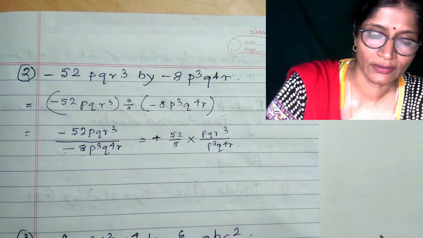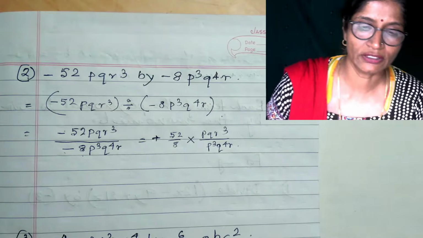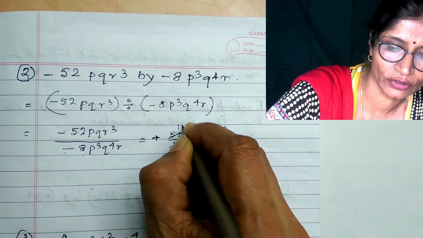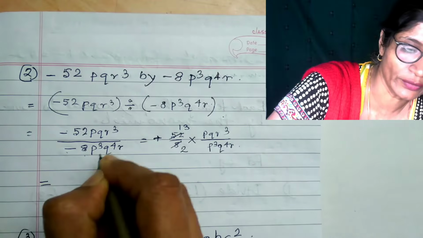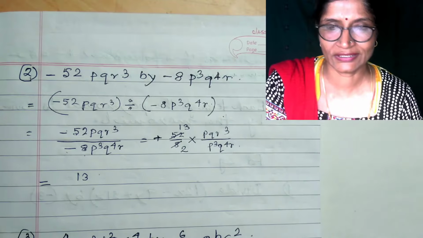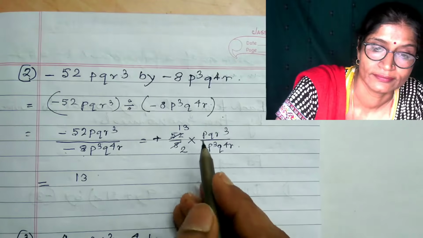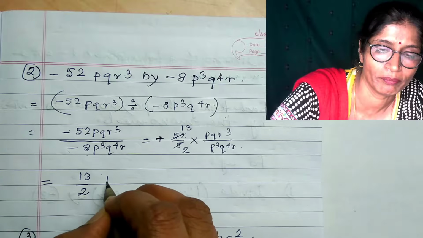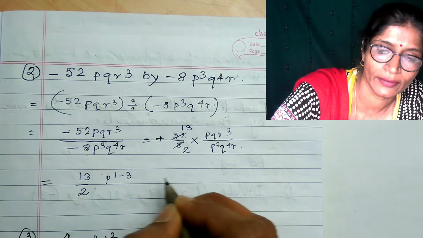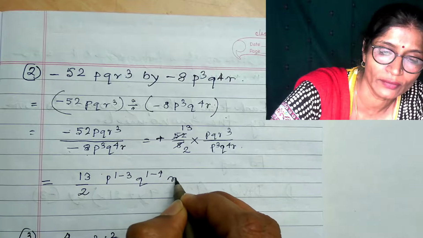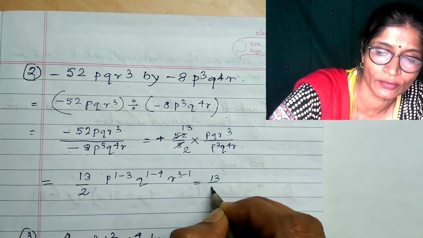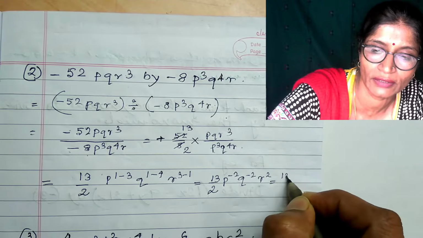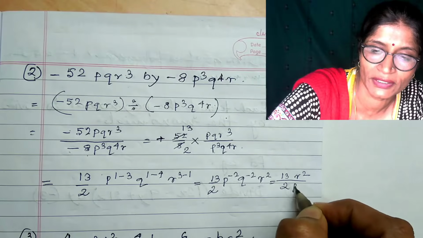So that is equal to what? Cancel it. 4 2s are 8, 4 13s are 52. So 13 by 2. Or you can write directly from here to here: 13 divided by 2. And then what will happen? This P and P to the power 3: it will be P to the power 1 minus 3 actually, and Q to the power 1 minus 4, and R to the power 3 minus 1. And that is equal to 13 by 2, P to the power minus 2, Q to the power minus 3, and R to the power 2. That is equal to 13 divided by 2, R square divided by P square Q cube.